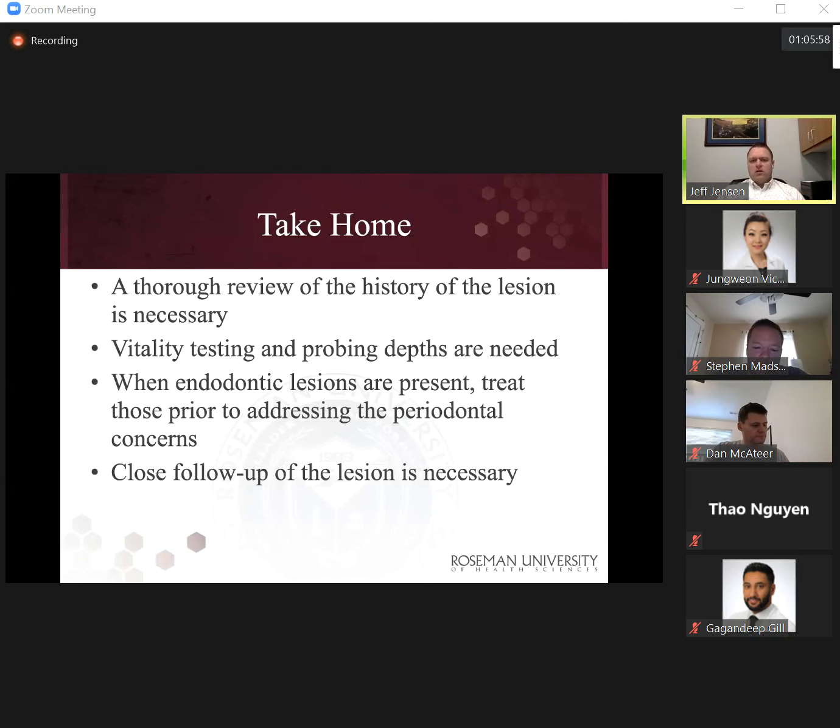It's really important that we get vitality testing on these, okay? Because we have to know whether or not we need to do pulpal therapy on them, and then probing depths help as well to determine the periodontal aspect. Again, when endodontic lesions are present, we treat those typically prior to addressing the periodontal concern, and then a close follow-up is necessary. So we have to have reevaluation to ensure that things resolve and heal.